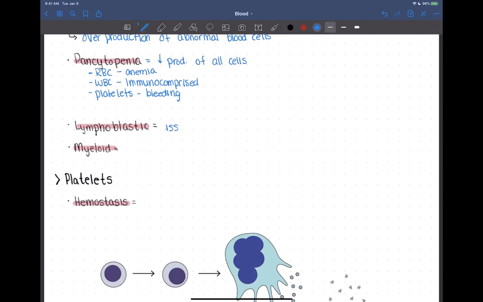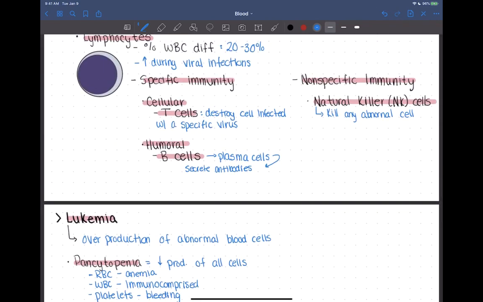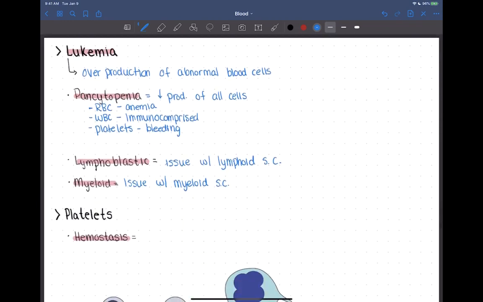There's an issue with that lymphoid stem cell for lymphoblastic. All right, so lymphoid stem cell. And myeloid, there would be an issue with that myeloid stem cell. And so then you know what emerges from each of those. So with lymphoblastic and that lymphoid stem cells, that means your lymphocytes would be compromised, okay? So then all of these cells we just talked about, the T cells, B cells, NK cells, those would be compromised. Versus myeloid, you would have problems with your red blood cells, your platelets, all of those other white blood cells we talked about, okay? So those are the different types of leukemia.